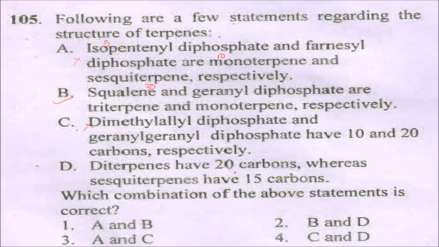Diterpenes have a 20 carbon compound. It's true, whereas the sesquiterpenes have 15 carbon. So the statement is true. So the answer will be number 2, which is B and D.